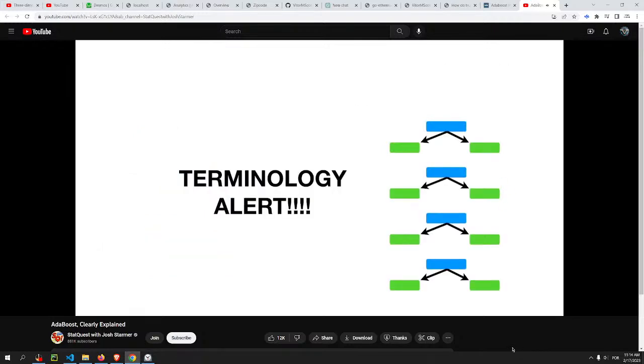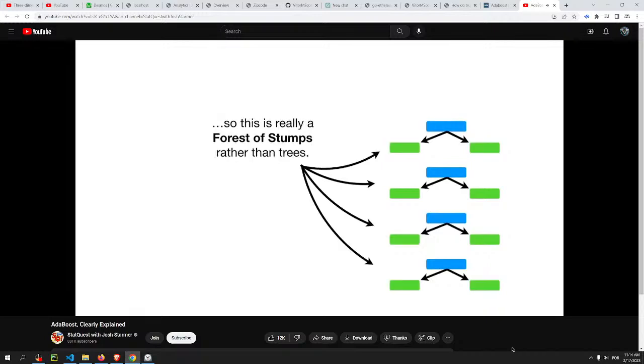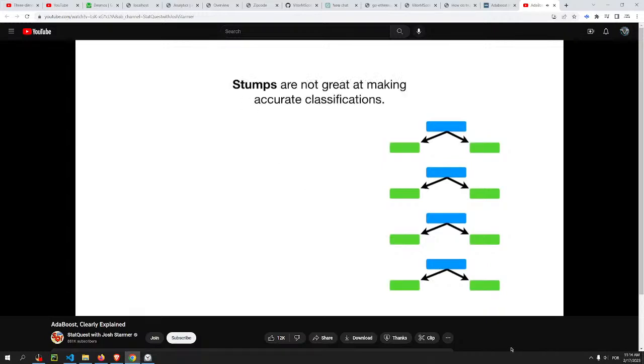Oh no, it's the dreaded terminology alert. A tree with just 1 node and 2 leaves is called a stump. So this is really a forest of stumps rather than trees. Stumps are not great at making accurate classifications.